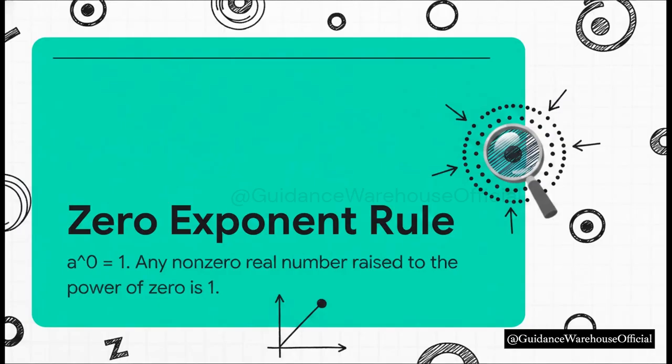And this gives us the zero exponent rule, which states that any non-zero real number raised to the power of 0 is always exactly 1. 5 to the 0, it's 1. A million to the 0, 1. That terrifying digital camera number from the very beginning raised to the 0, still just 1.